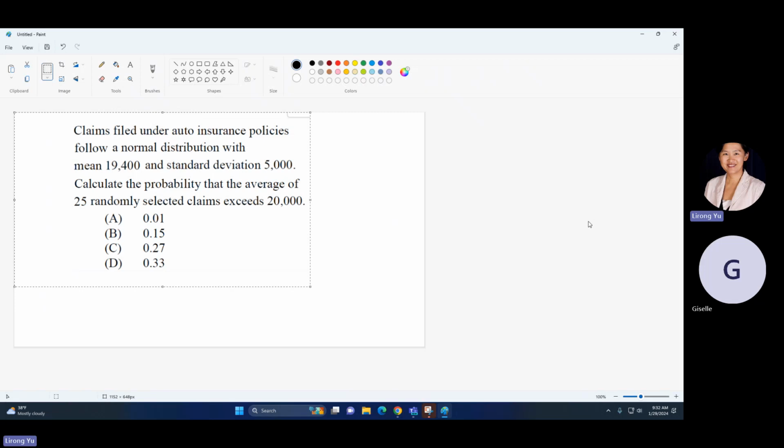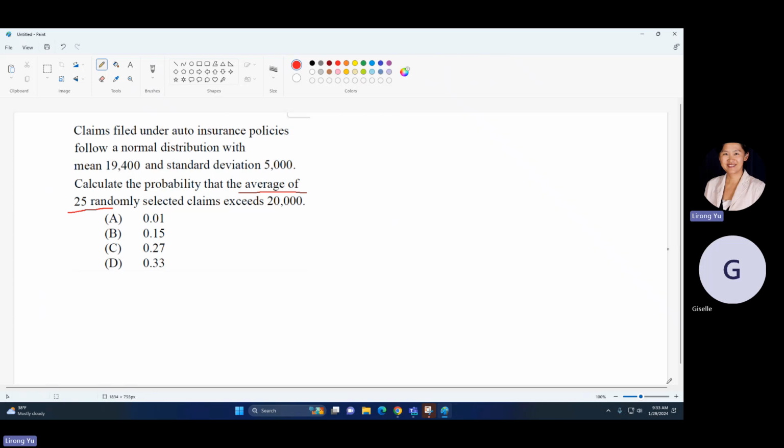All right, normally the kind of calculation depends on the question itself. This question says we want to calculate the probability that the average of 25 randomly selected claims exceeds 20,000. So we're really calculating the probability that the average number is higher than 20,000. Because of what we want to calculate, we have to know exactly how X bar is distributed. That is the reason we will go for the central limit theorem.